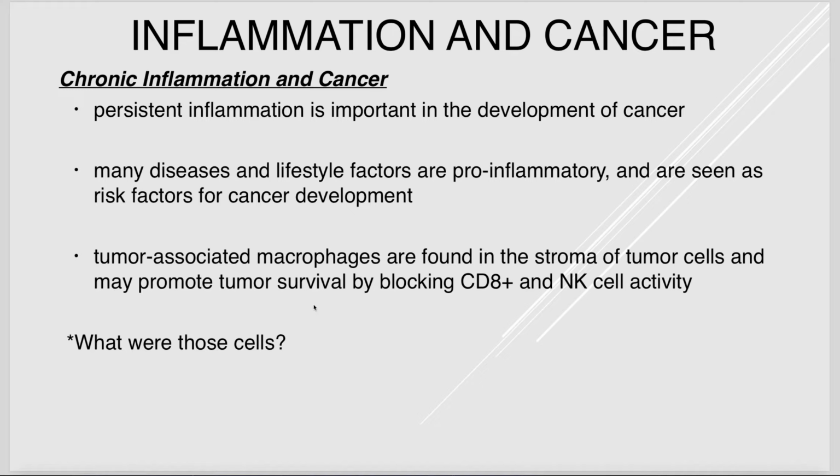Also, when you have inflammation occurring in the body, you're going to have immune cells, which we talked about last quarter. And you have these macrophages, which are called TA macrophages, or tumor-associated macrophages. And they are found in the framework of tumor cells. And they can consequently promote tumor survival by blocking the activity of certain T cells, like natural killer cells and cytotoxic T cells, CD8 positive T cells. And it's not understood why macrophages do this, but they do. So that's a reason why inflammation can be really harmful.